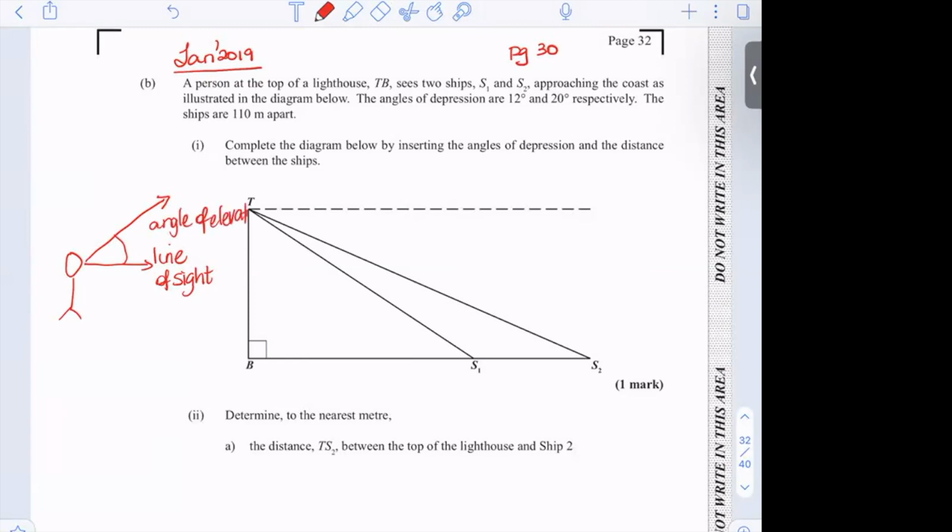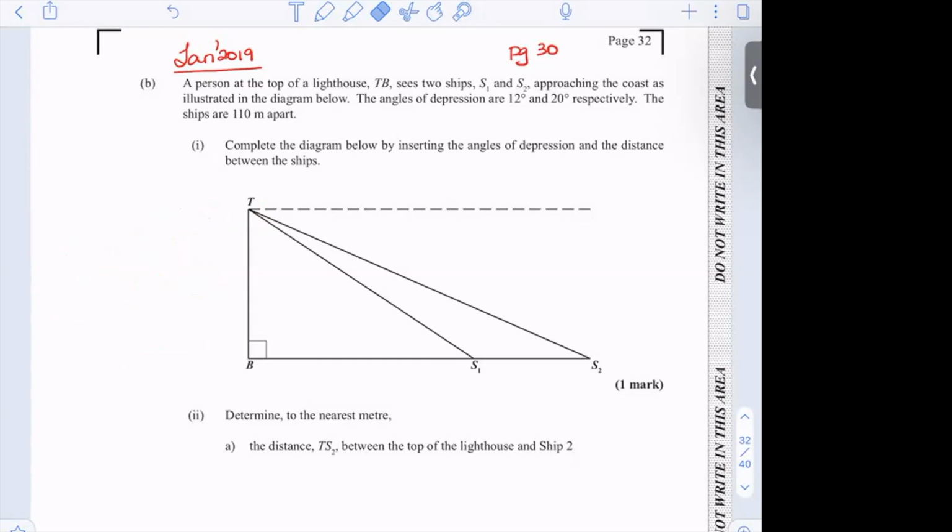When we are sad, we tend to tilt our head downward, and we tend to be depressed. So that angle is called the angle of depression. Do you all see the difference between the two? Yes. All right. Let's read the question.